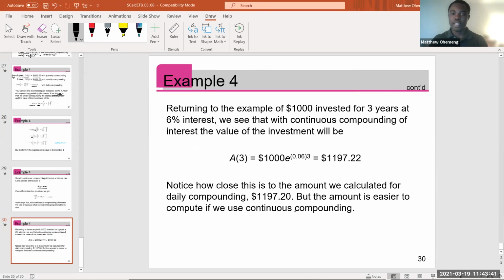So for the investor who wants this $1,000 for 3 years compounded continuously, this is the formula that we're going to use. So just 1,000 e to the what? The rate, 0.06 times 3. And that's 1197.22. Now you can see that this amount is very, very close to the daily compounding, right?